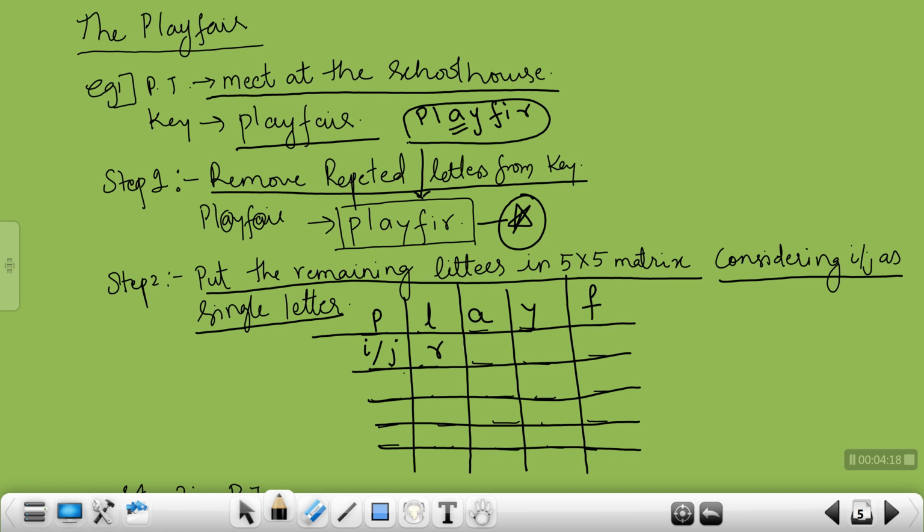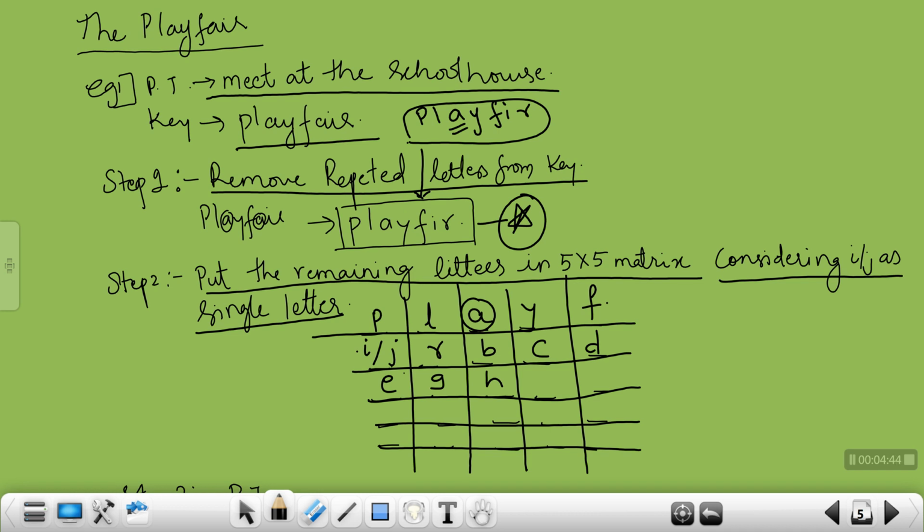There are altogether 26 alphabets. So whatever alphabets are remaining, we will enter. A is already present over here, so I will not enter A. B is there? No, so B. C is there anywhere? No, it is not there, so C. Then D. E is there? No, E is not there, so we will enter. F is already present, so I will not enter F. G is there? No. Then H. I is there? Yes, I is present over here.